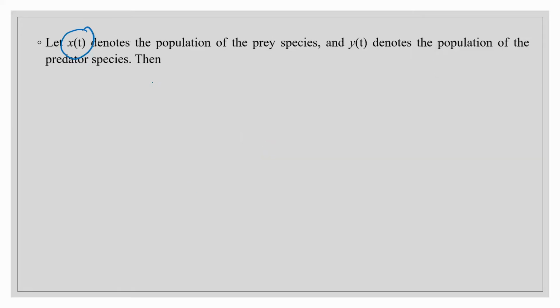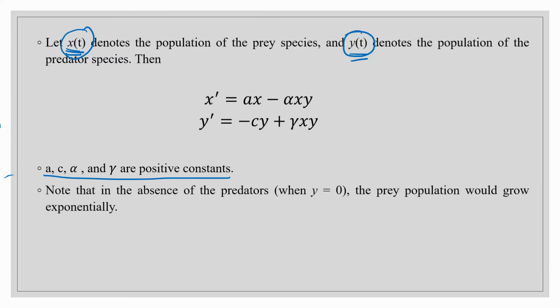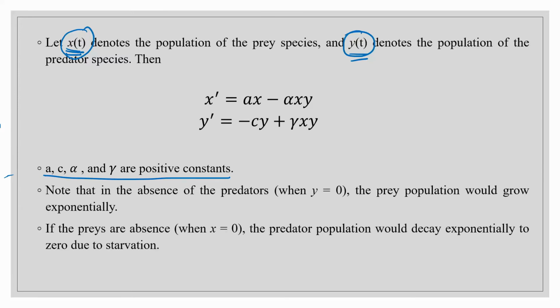Now we are interested in doing the mathematical analysis for this model. So I have told you that x(t) denotes the prey population and y(t) denotes the predator population. Then this was the model, and you can see these parameters are all positive constants. Obviously I have told you that if there is no predator the prey will grow exponentially, and if there is no prey the predator will decay exponentially.